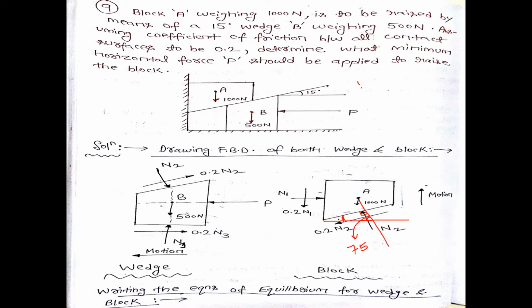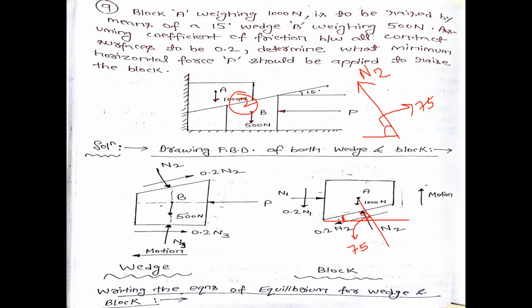If I make this a triangle, this angle is 15 degree, this angle is 90 degree, then by the triangle property I know that this angle will be 75 degree, that is 180 minus (15 plus 90) degree. So N2 force is acting at this particular second surface. This is the force N2, and it is acting at an angle of 75 degree. That means this angle is given as 75 degree.